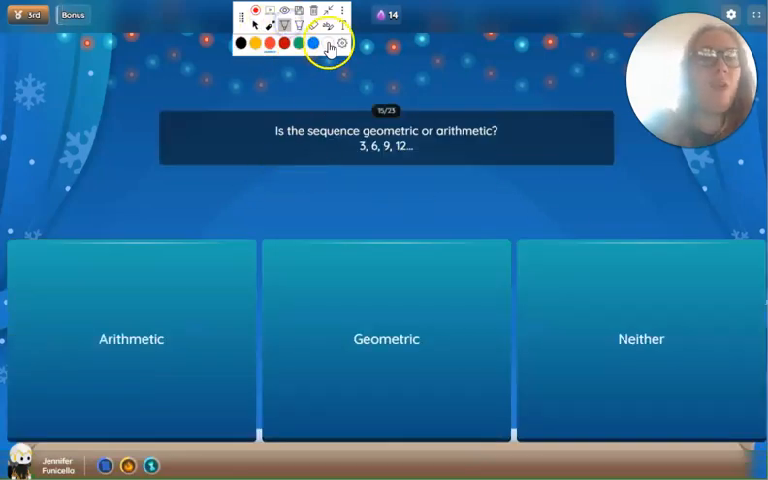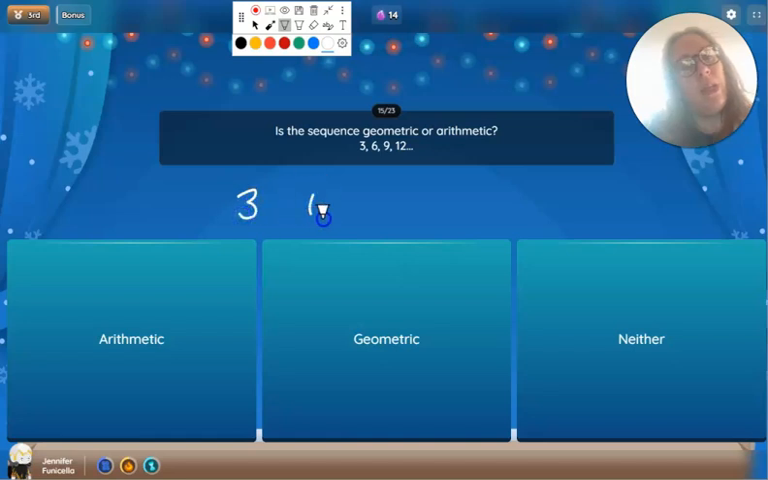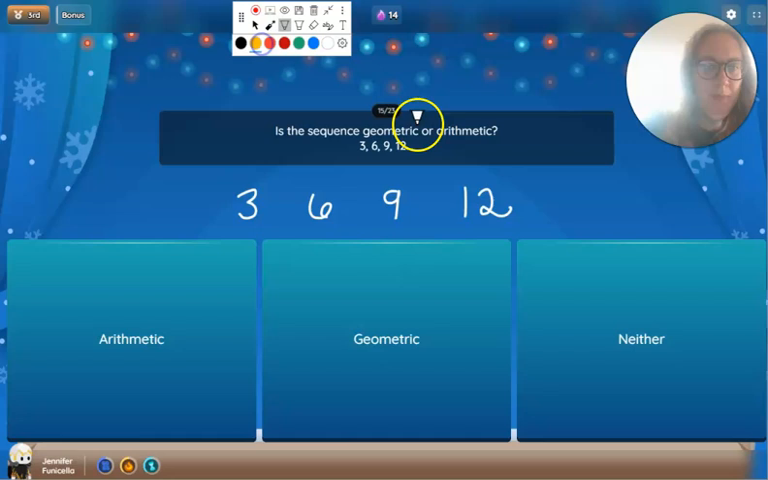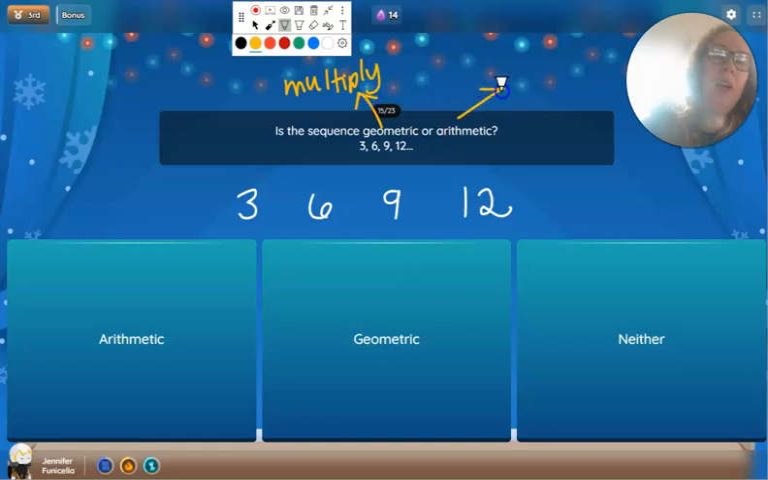Is this geometric or arithmetic? So 3, 6, 9, 12. Geometric, remember that's what we're looking at this week. That's when we're multiplying. And arithmetic is what we looked at before break, which is when we're adding or subtracting.